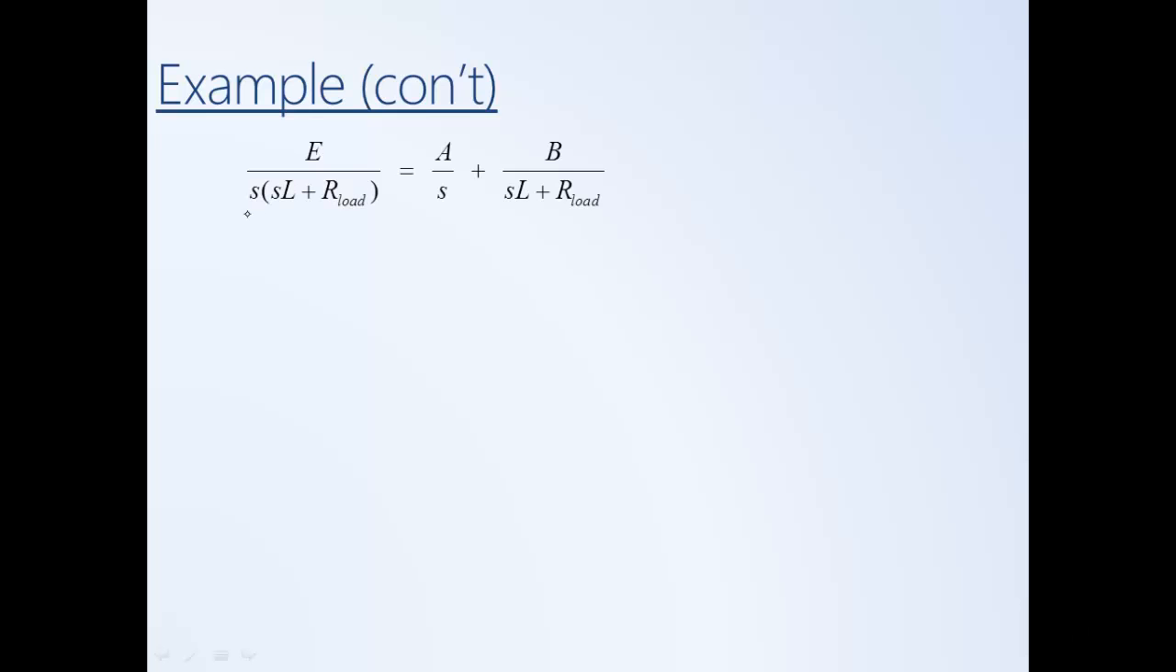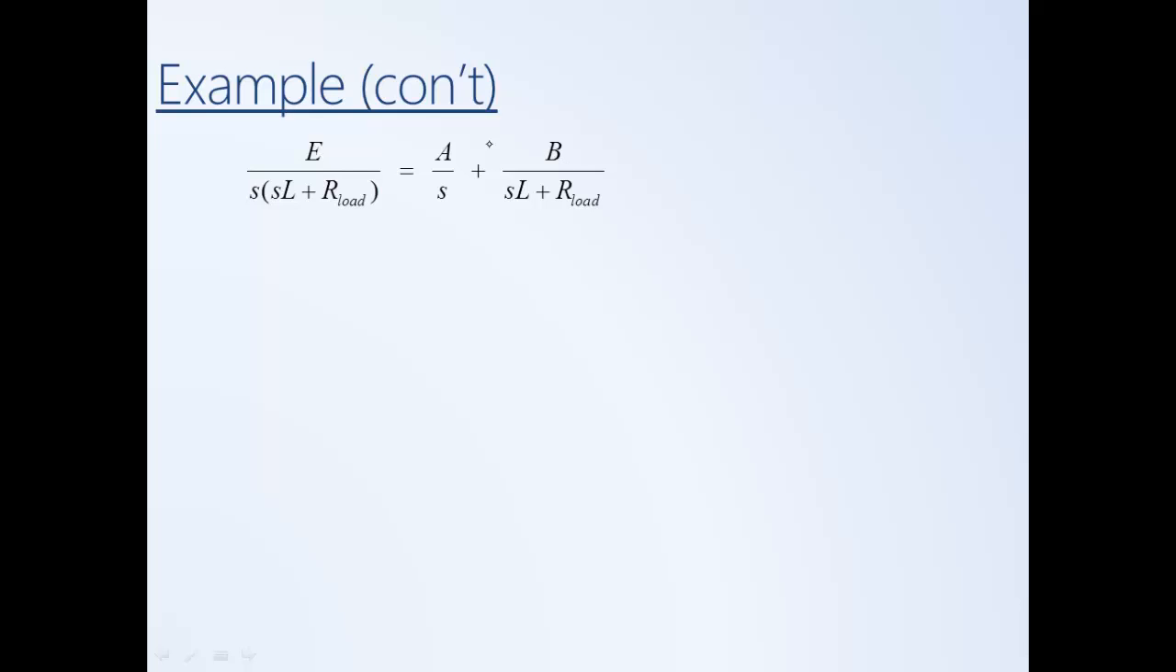So here we have two terms in the denominator. We can split them into two different terms, one for the s and one for the quantity sL plus R load. And so at this point what we want to do is, in essence, solve for A and B. And the way that we're going to do that by hand is just doing some algebra.